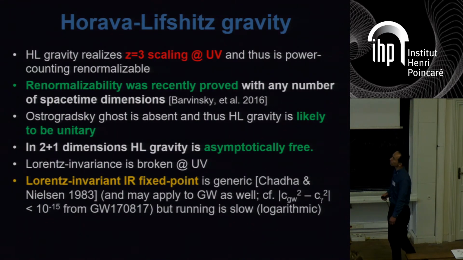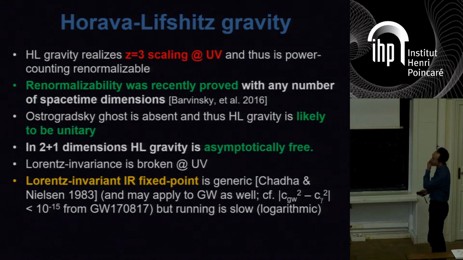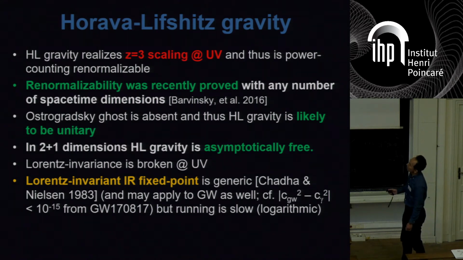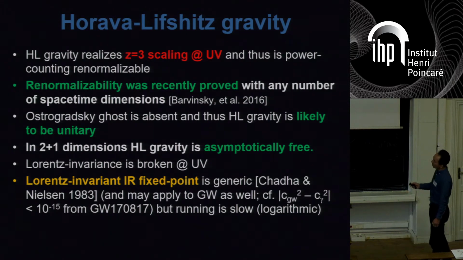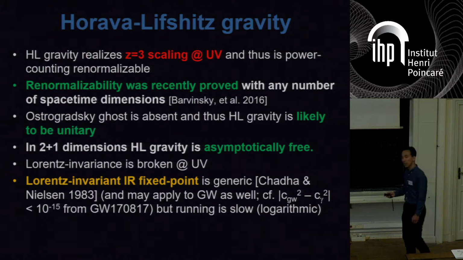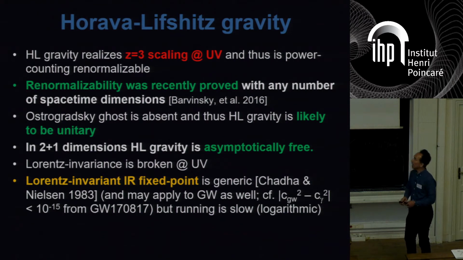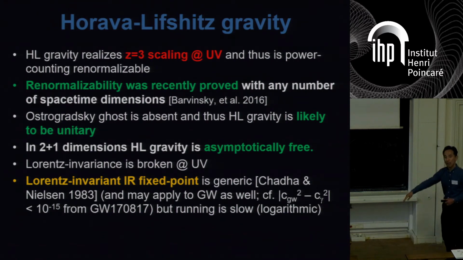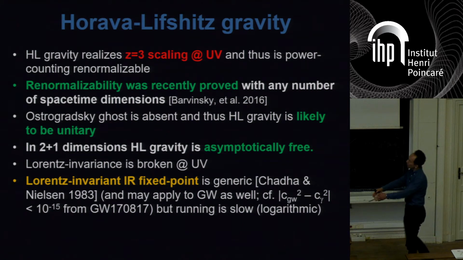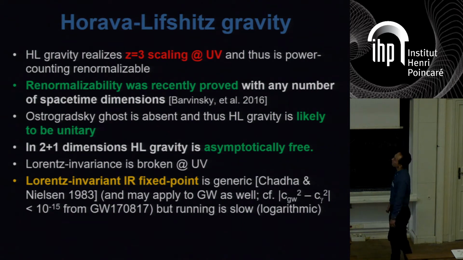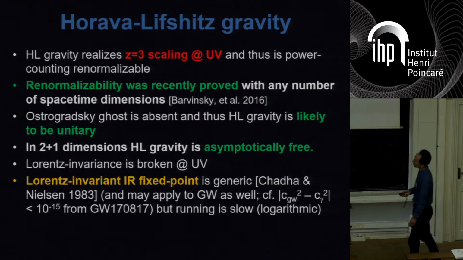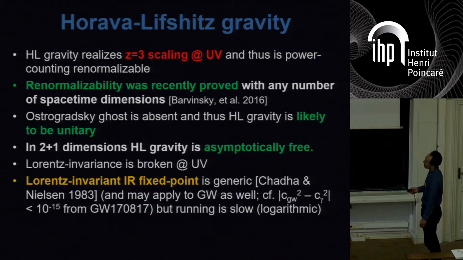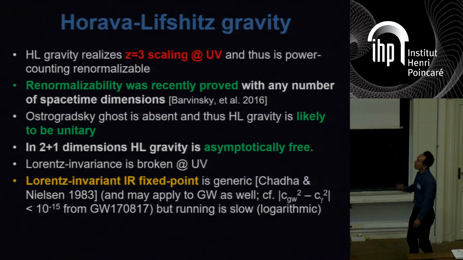One possible idea is as follows. As people like Nielsen argued some time ago, a Lorentz invariant IR fixed point may be generic. If we start from a theory with different speeds of propagation and run the RG flow towards the IR, then they tend to agree automatically under certain conditions. The problem is that this running is a bit slow, logarithmic. So we need to speed it up.